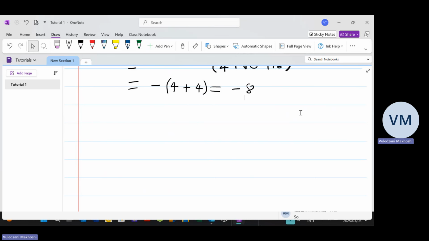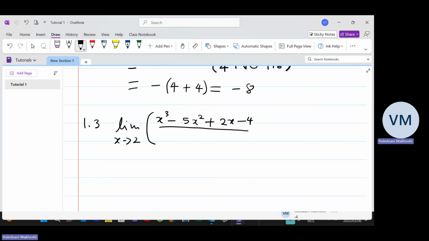So let us now look at 1.3. We are given the limit x is approaching 2 of open bracket x cubed minus 5x squared plus 2x minus 4.